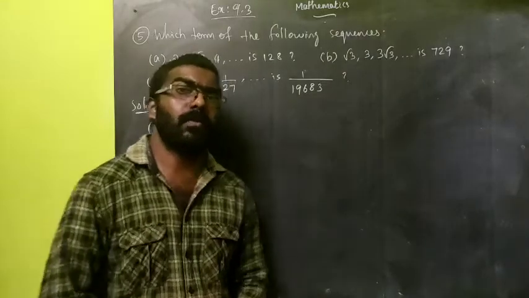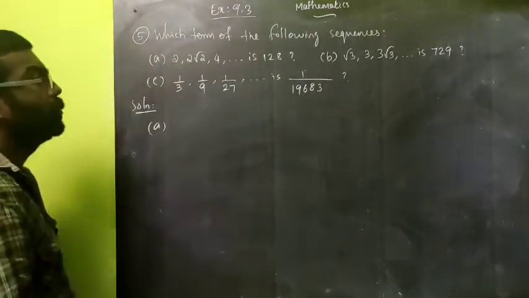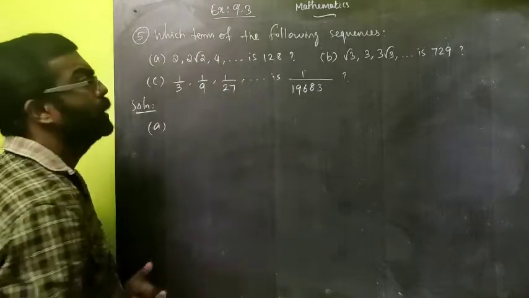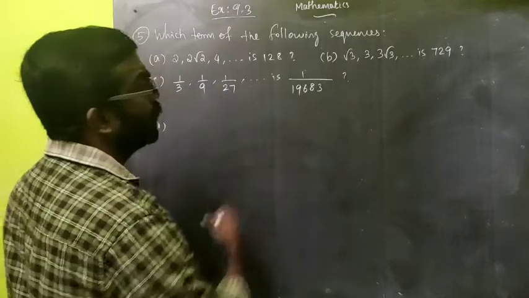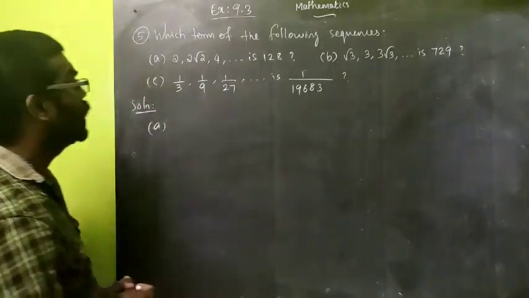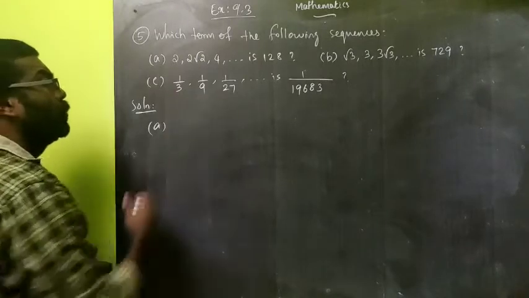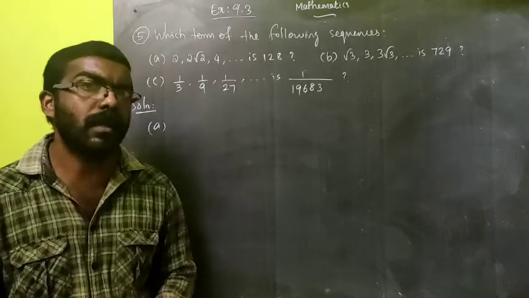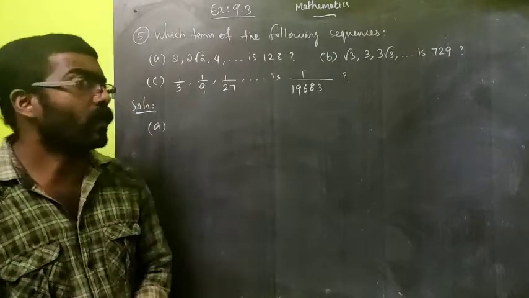Now we move on to question number 5. Which term of the following sequences: 2, 2 root 2, 4, etc. is 128; root 3, 3, 3 root 3, etc. is 729; 1 by 3, 1 by 9, 1 by 27, etc. is 1 by 19,683. Okay, we can discuss one by one.